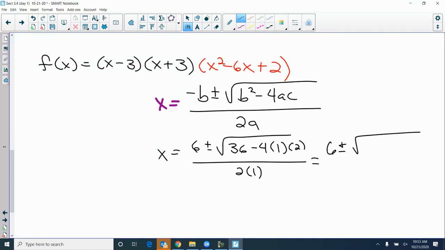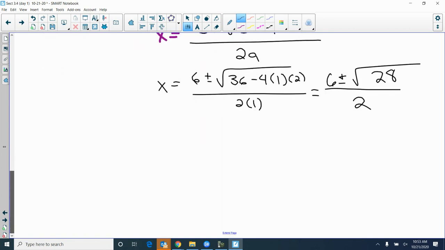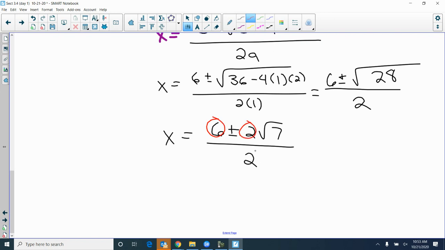All right, what does this become? 36 minus what? 8, which is 28. You got to get 28 in here, divided by 2. Square root of 28 reduces to 2 radical 7. So I got 6 plus or minus 2 square root of 7 over 2. When you cancel, remember that 2 in the bottom has to go to both things in the top, and that becomes 3 plus or minus square root of 7.